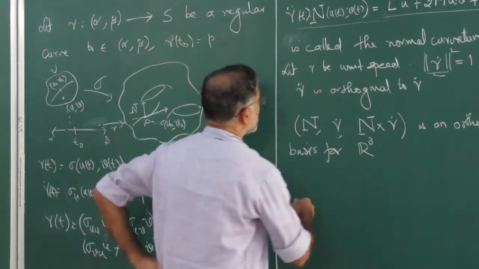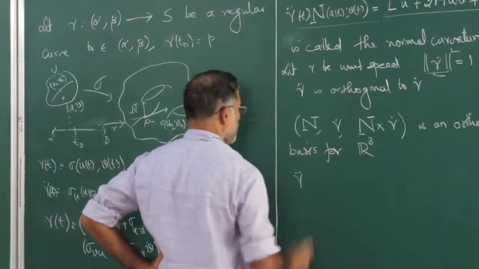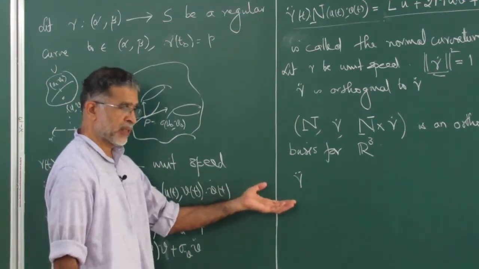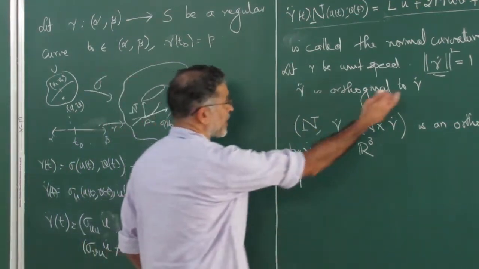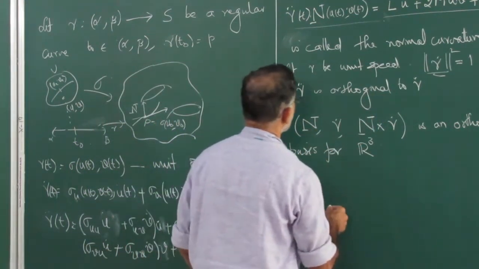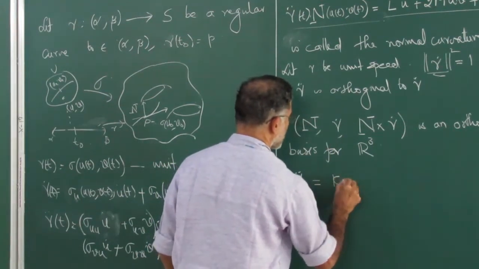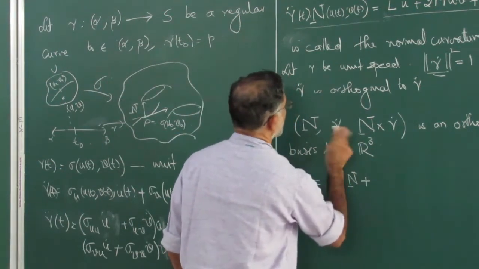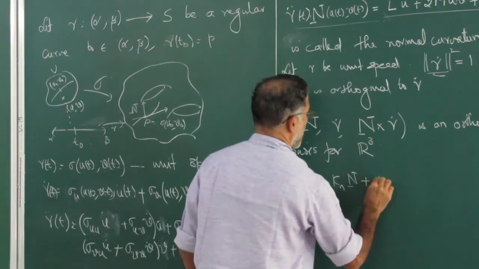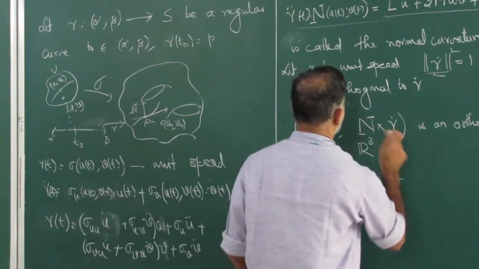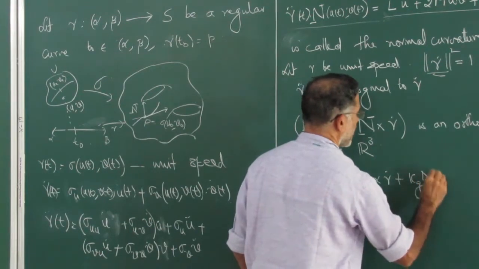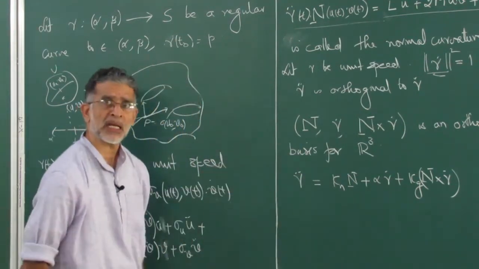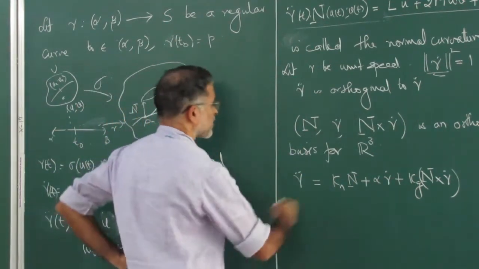Automatically normal. Okay, so your gamma double dot is always a vector in R3. So it can be written as a linear combination of them. So this is equal to some, the general notation is Kn n plus something you can give here. What is that? Alpha gamma dot plus, here there is a standard notation, Kg n cross gamma dot. Okay, so it's a basis. So every vector can be written as a linear combination. Now let us see what are the components.